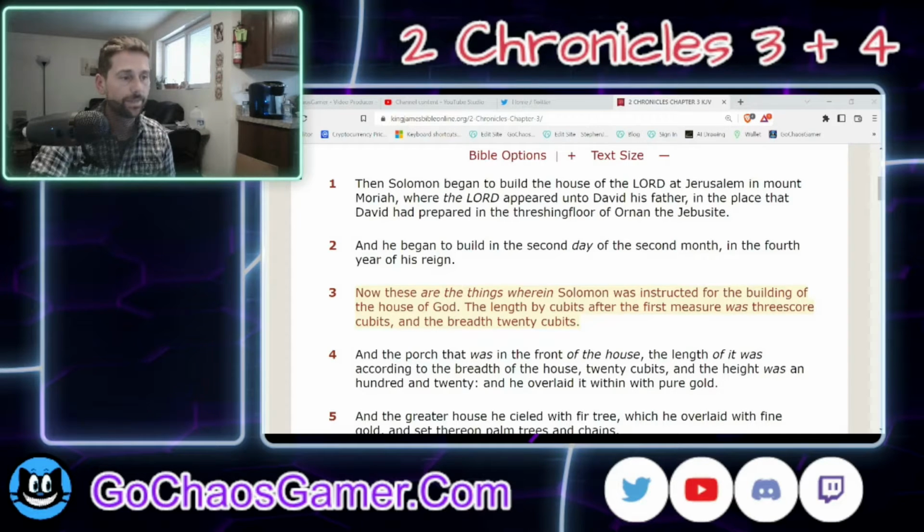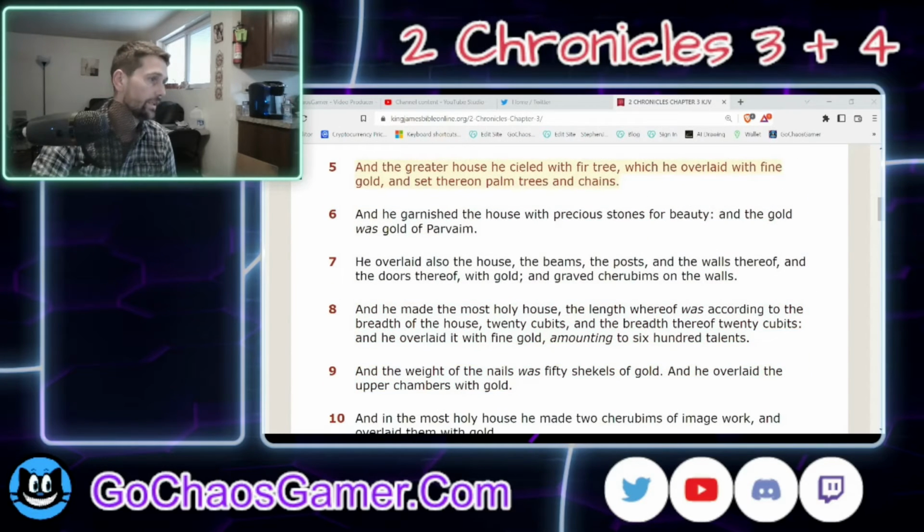The length by cubits after the first measure was 80 cubits, and the breadth 20 cubits. And the porch that was in the front of the house, the length of it was according to the breadth of the house, 20 cubits, and the height was 120, and he overlaid it within with pure gold. And the greater house he sealed with fir tree, which he overlaid with fine gold, and set thereon palm trees and chains. And he garnished the house with precious stones for beauty, and the gold was gold of Parvaim.